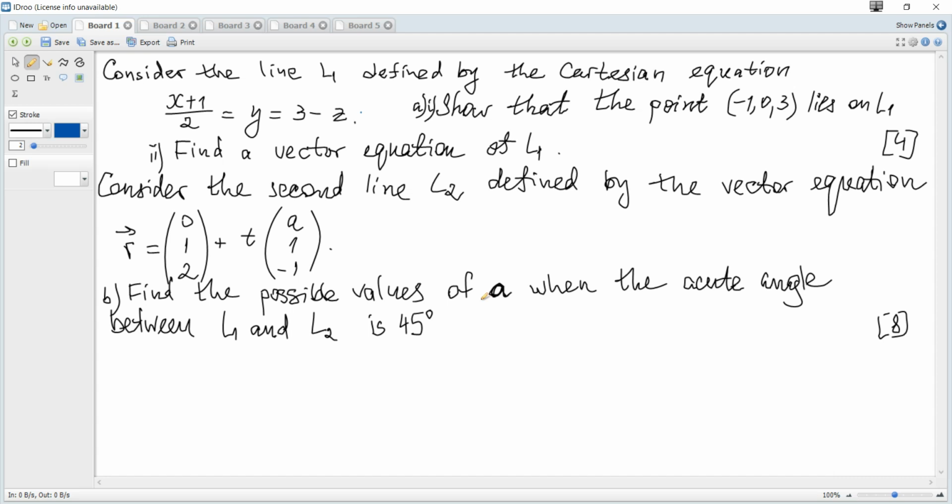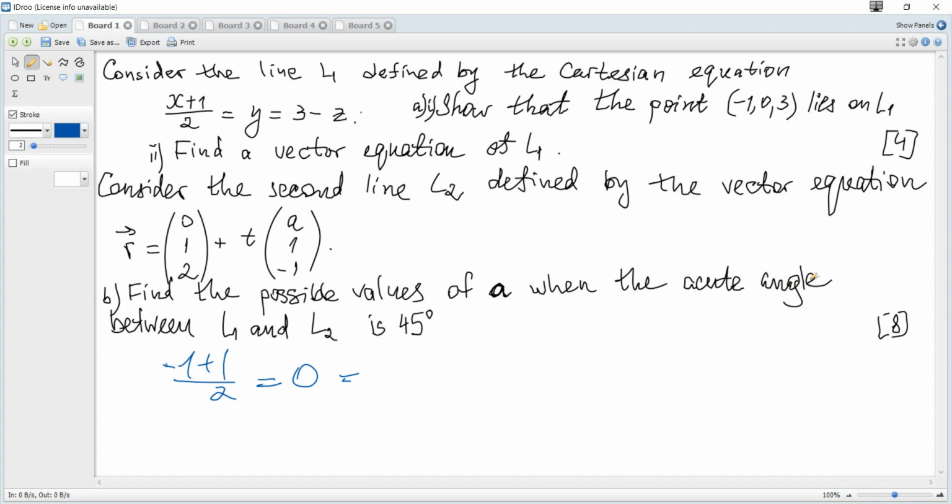Consider the line L1 defined by the Cartesian equation. Show that the point (-1, 0, 3) lies on L1. To show that, we just substitute -1, 0, 3 for x, y, z and get (-1 + 1)/2 = 0 = 3 - 3, and we can see that it's true, hence the point (-1, 0, 3) lies on L1.